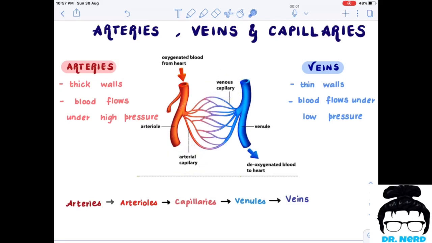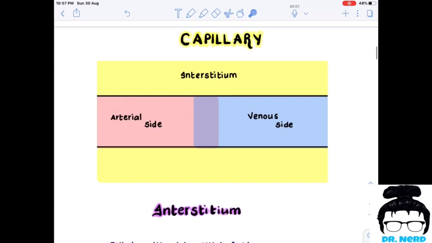We'll talk more about this. So, this is exactly what I was saying. A capillary has an arterial side and a venous side. Now what is the significance of these two sides? Well, on the arterial side of the capillary, the blood flows under high pressure. This will make more sense to you as we go further. And on the venous side of the capillary, the blood flows under low pressure.